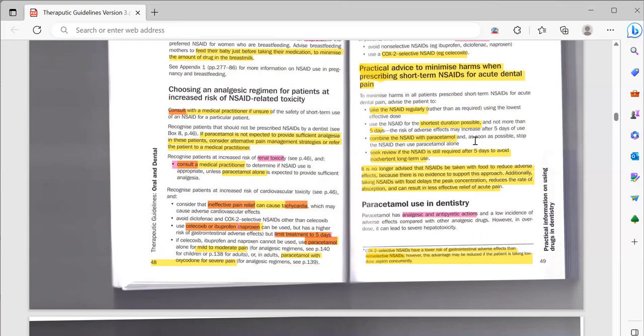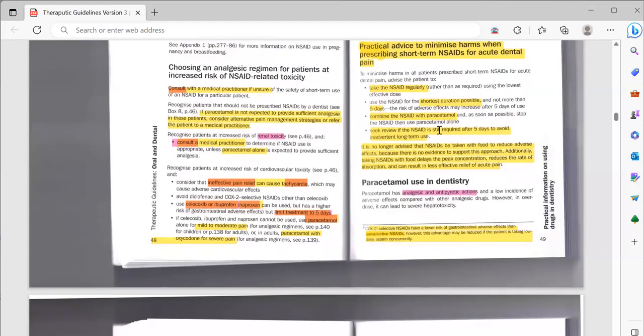Combine the NSAIDs with paracetamol, and as soon as possible stop the NSAID and then use paracetamol alone. So this is the modified pain strategy. If the patient is in pain, advise him to take both the drugs together. But whenever he starts to feel a bit well, then ask him to stop using the NSAID and use only paracetamol, because we all know that paracetamol is the safest drug. Seek review if the NSAID is still required after 5 days to avoid inadvertent long-term use.